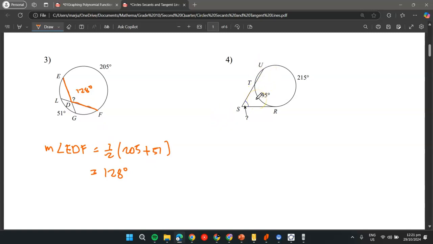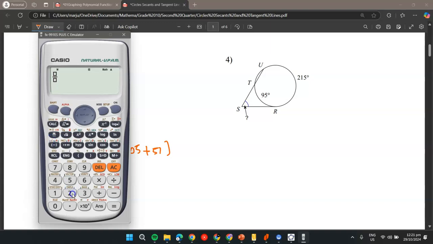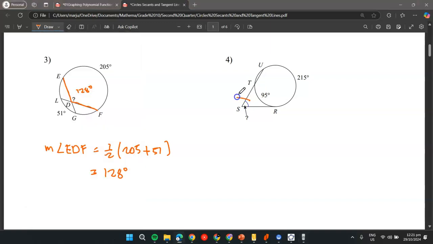What about this one? We have here a secant line and a tangent line. Same thing as earlier, what we are going to do is simply subtract and then divide by 2. So we do 215 minus 95 divided by 2. That should give us 60. So this is 60 degrees. Again, what we did was get the difference of the two arcs, and then divide it by 2.